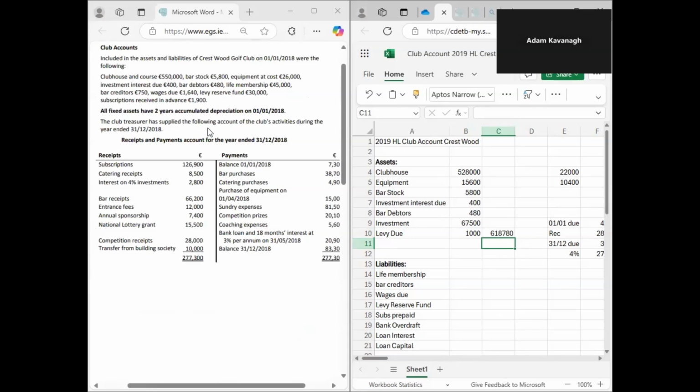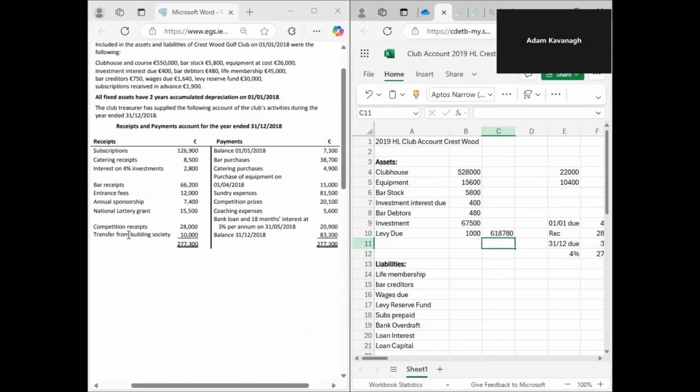Okay, there's nothing else that jumps out. One thing to be careful of, it doesn't come up that often, is this transfer from building society of 10,000. If we transferred it from the building society, it must mean we had a building society account at the start of the year to transfer it into, because it doesn't say anywhere else that we put money into a building society account. So I'm going to have to add an extra line here for building society of 10,000.